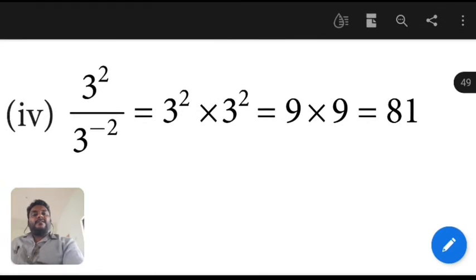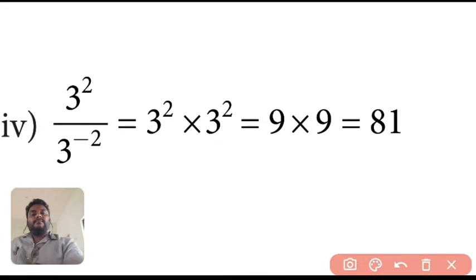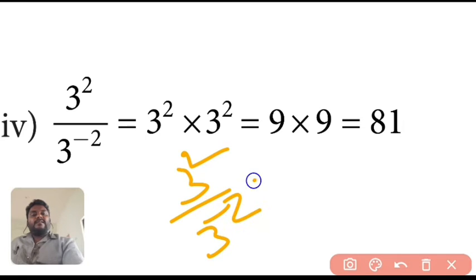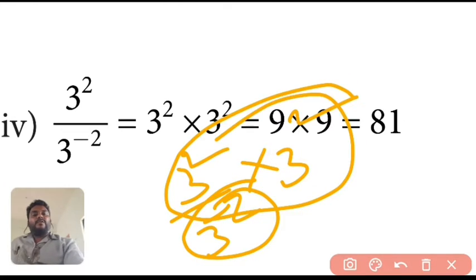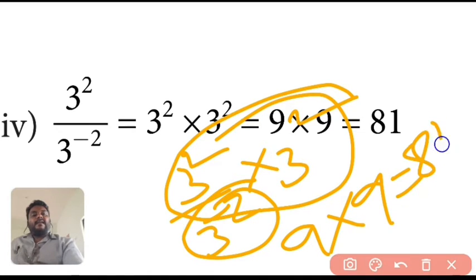I repeat, 3 square by 3 power minus 2. This 3 power minus 2 becomes 3 power plus 2. We take the reciprocal. So 3 power 2 into 3 power 2. 3 square is 9 into 3 square is 9. 9 9s are 81, the required answer.